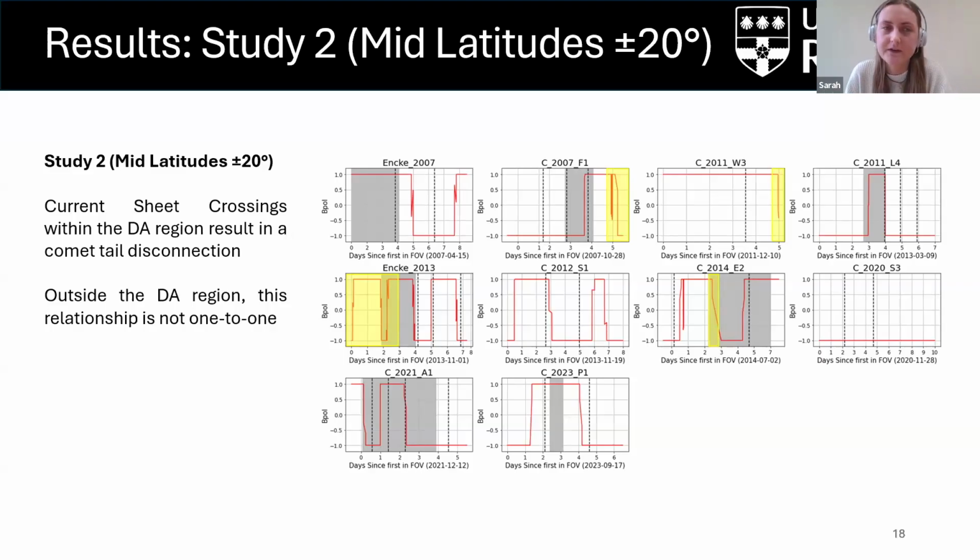What we found was that every time we saw a current sheet crossing which occurred when we could apply data assimilation, there was a disconnection event which followed. So this was actually a one-to-one correlation. However, when you get outside of this region and you can no longer apply data assimilation to the output, this correlation went down to about 50%, which does indicate that maybe that's due to model inaccuracies, but I suppose it could have been something that we don't know quite about comet disconnection events as well.